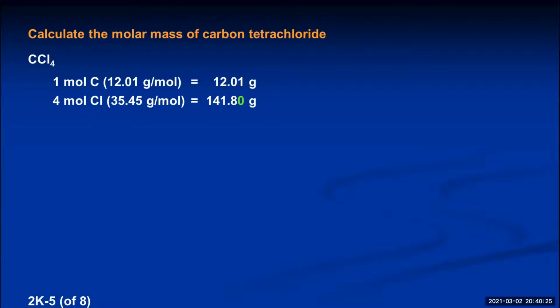And when you multiply a counted number 4 by a 4 significant figure molar mass, you get a 4 significant figure answer of 141.8. So now you recognize if you add these up, the number in the hundredths column is going to be a guard digit because the 141.8 is only accurate to the tenths place. So you would actually say, therefore, the molar mass of carbon tetrachloride would be 153.8 grams per mole. If you wanted to have a guard digit, you can.